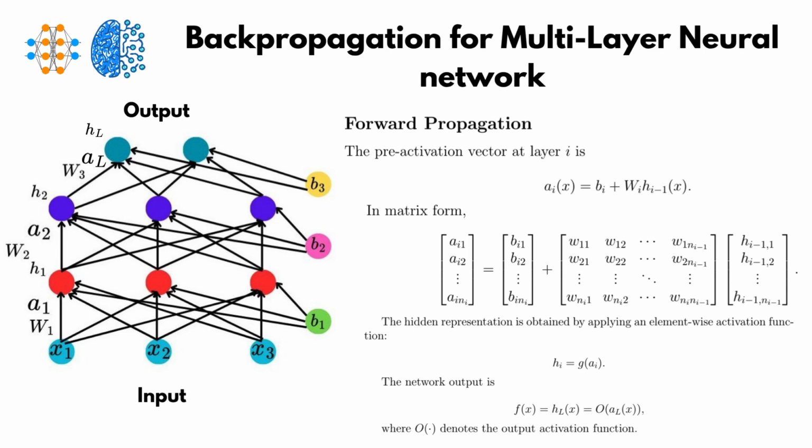Eventually, we reach the final layer, often denoted by L. The output of the network is given by f(x) equals h_L(x) equals O(a_L(x)), where O represents the output activation function.